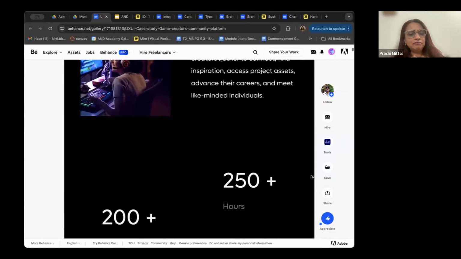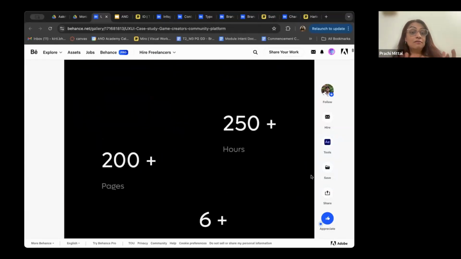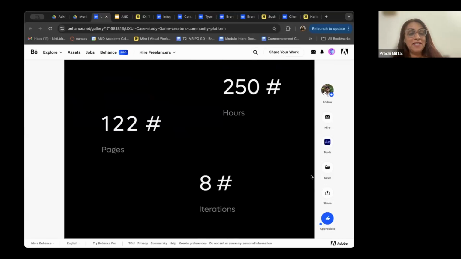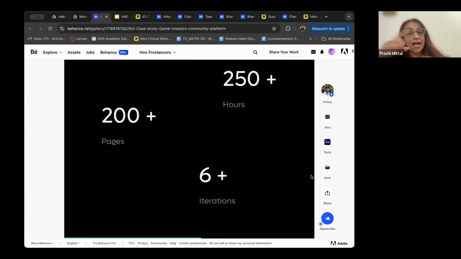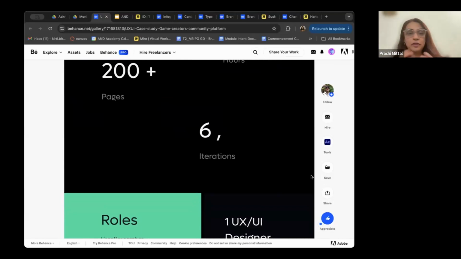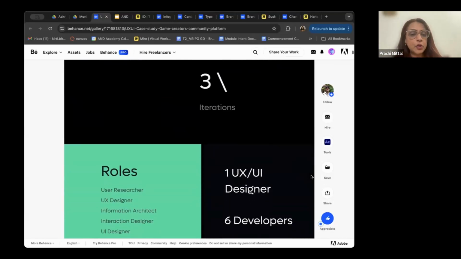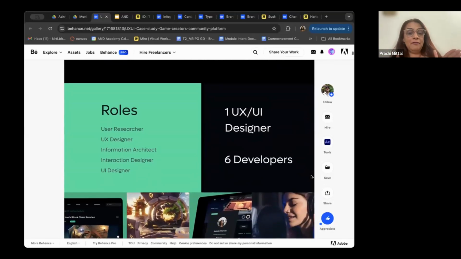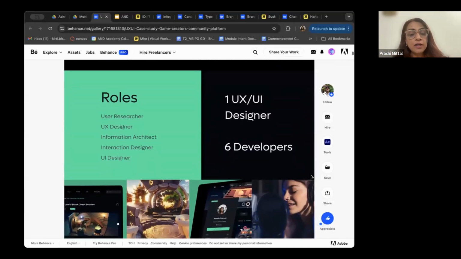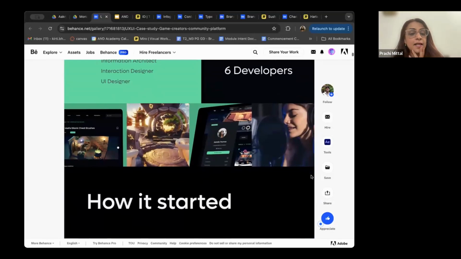Scroll. This is what he finally did. Worked for 250 hours, created 200 pages, and did about 6 iterations. Iterations are revisions to the design that he was doing. And this is one UX UI designer working with 6 developers. Developers are people who will code the design, right? Let's scroll and we'll see his process.